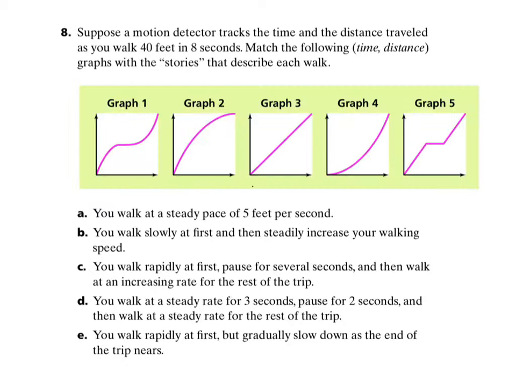So for number 8, it asks us to suppose a motion detector tracks the time and distance traveled as you walk 40 feet in 8 seconds. Match the following time distance graphs with the stories that describe each walk. So I'll help you get started on some of these.